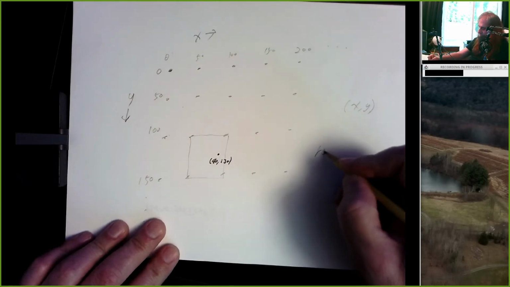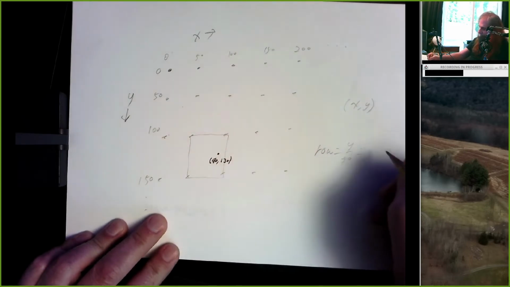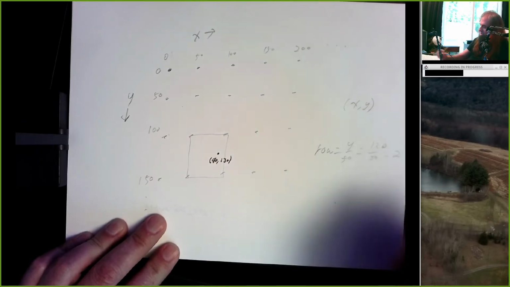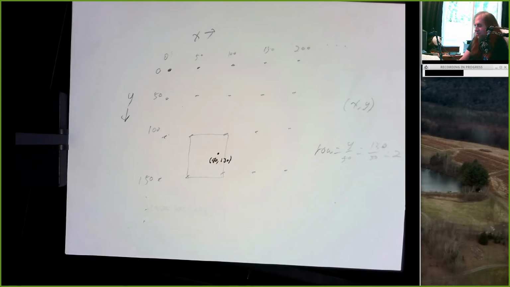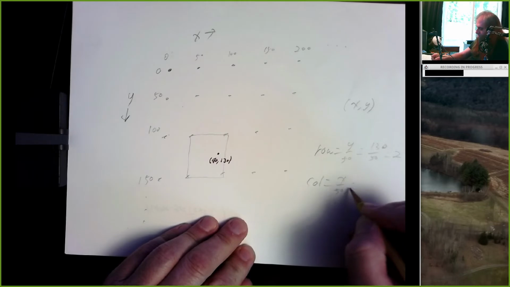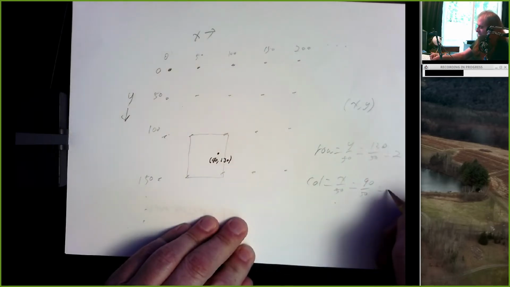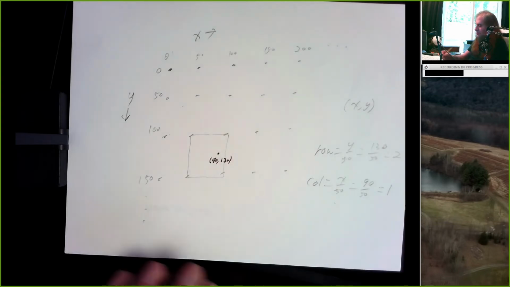So our row would be y over 50. Our y is 130, so that's 130 over 50, and that's going to end up being 2. It's 2.6, but as an integer it'll just be 2. And then our column will be x over 50. X is 90, so 90 over 50, well that's 1.8, so as an integer that'll be just 1.